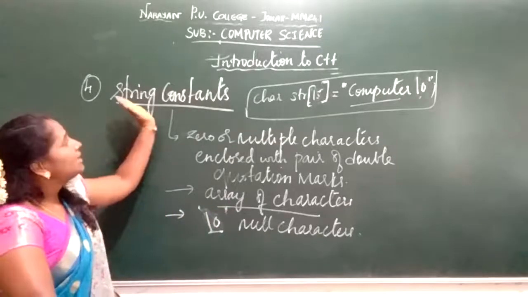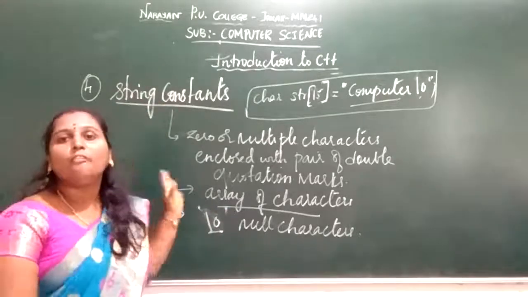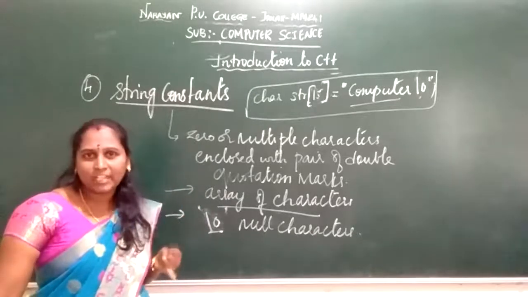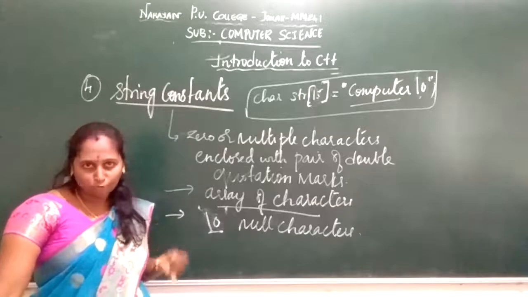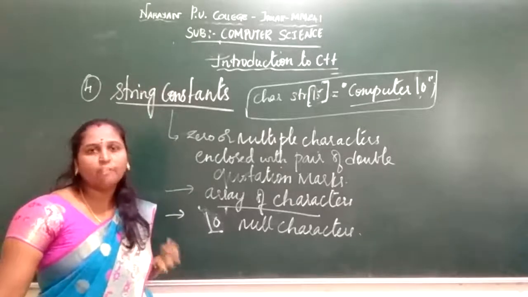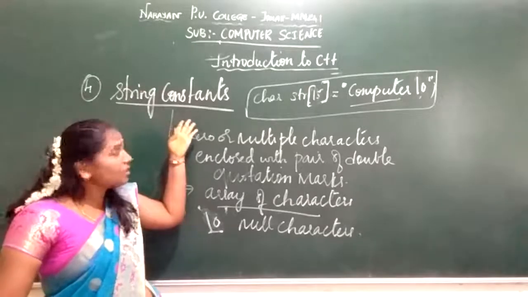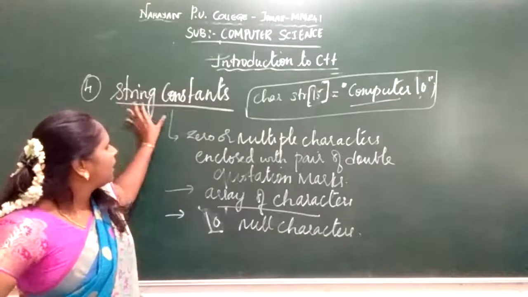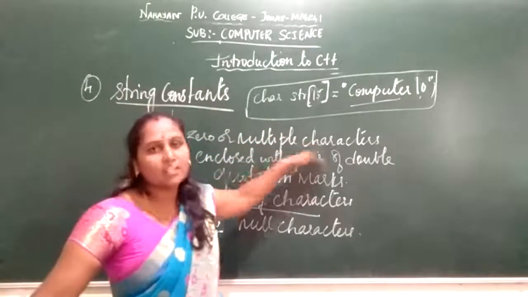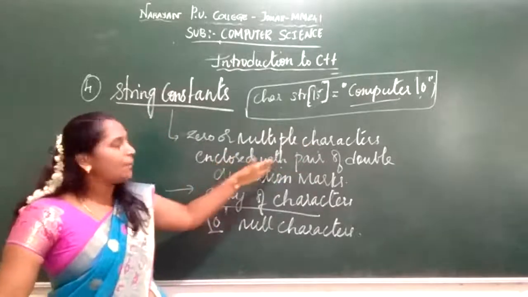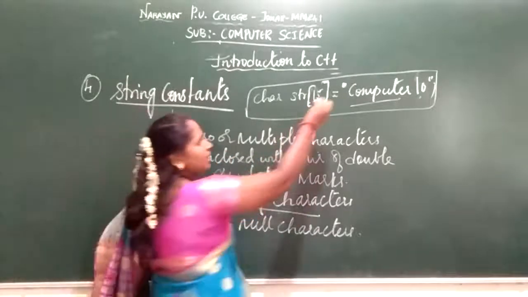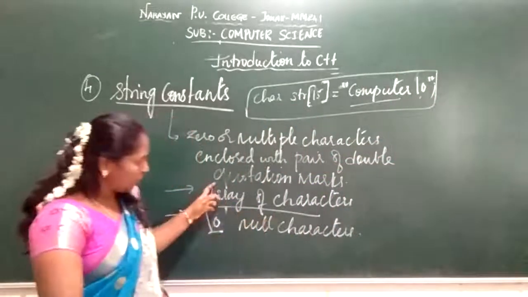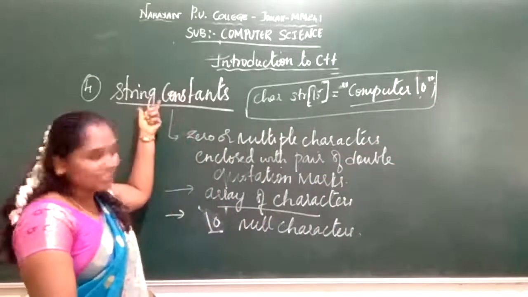Once again I will explain. String constant comes under the fourth classification of your constants. First classification is an integer. Second one is floating point. Third one is character. Fourth one is nothing but string constant. In a string constant, it is going to take zero or multiple characters that are enclosed within a pair of double quotation marks, that we call the string constant.